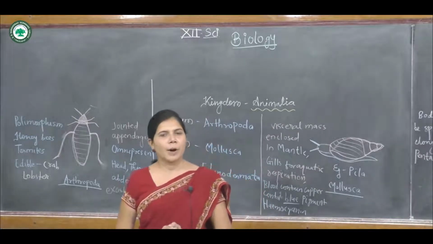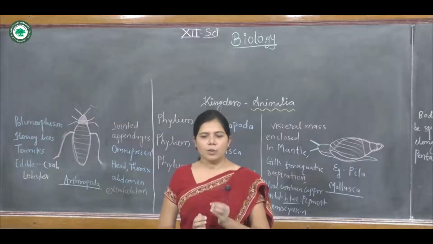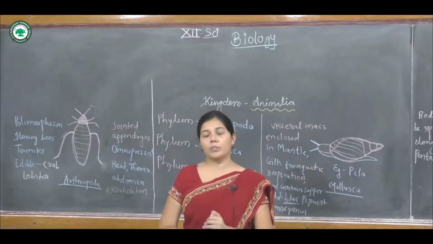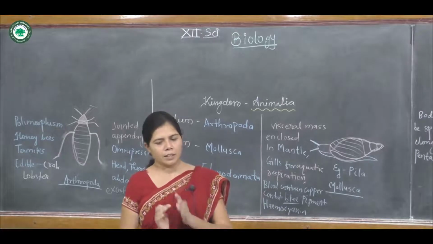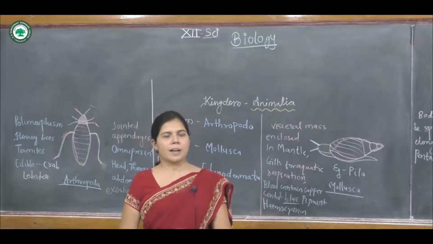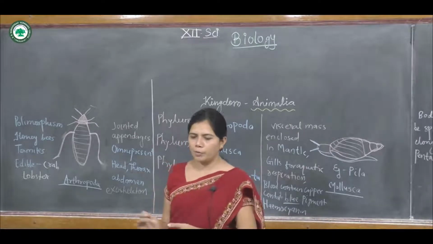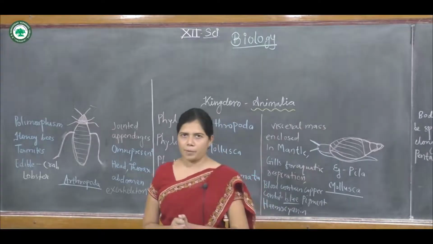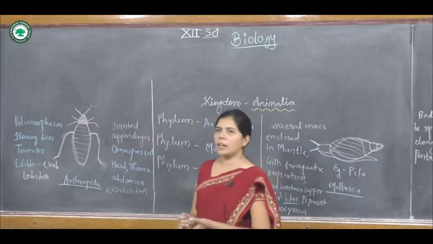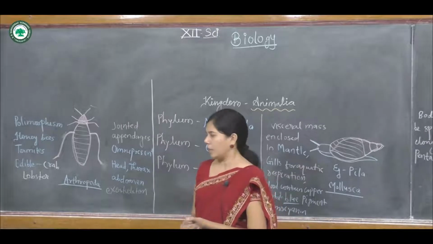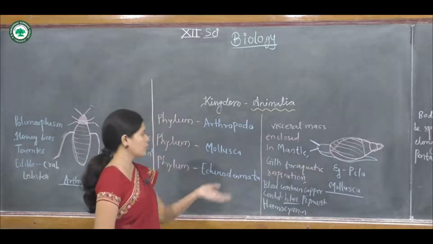Again, some arthropods are harmful in nature. The female mosquito is a harmful arthropod. An example of a living fossil is also included in the Arthropoda, that is the king crab. King crab is the living fossil included in the phylum Arthropoda. Okay, now we move on to our next phylum, that is the Mollusca.